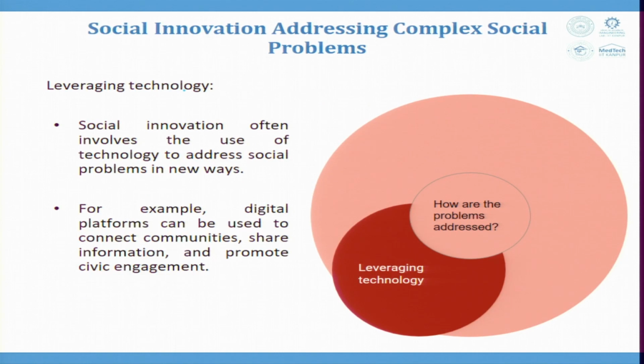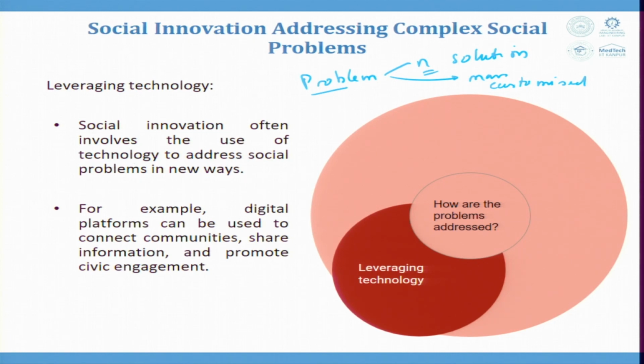The next one is leveraging technology. Social innovation often involves the use of technology to address social problems in a new way. That is why I said for any problem, n number of solutions are possible. It is not like mathematics, where you have only one unique solution. It is not academics. In social innovation problems, you will have n different solutions. All these solutions have to be mass customized to meet the requirements of customers.